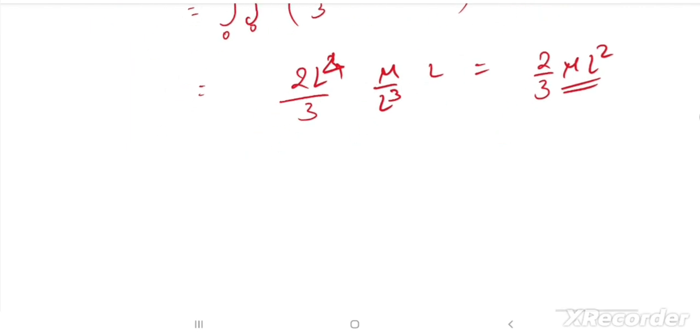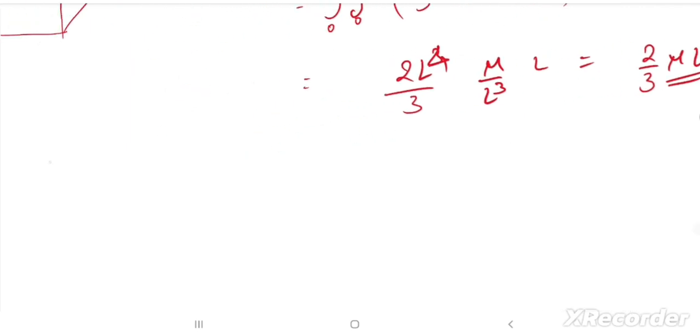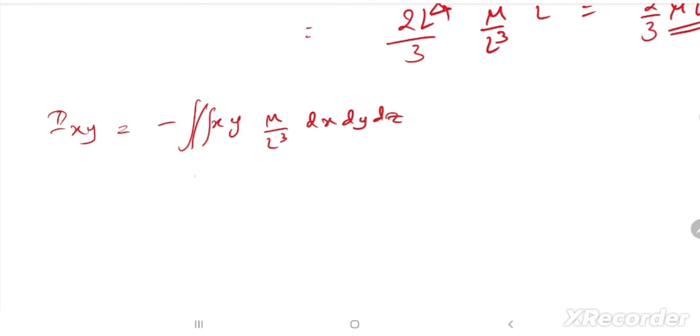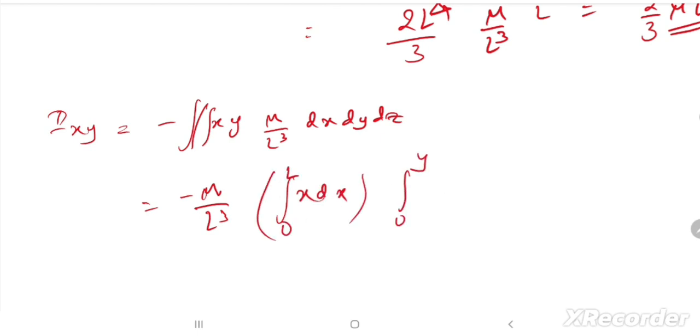Next, we'll be discussing Ixy. Now, this seems to be a little new. Ixy can be written as minus integral xy dm, where dm is again m by l cube dx dy dz, a triple integral of course. And since xyz are independent, I can write it in the form of m by l cube, integral x dx from 0 to l, into integral y dy from 0 to l, into integral z dz from 0 to l.